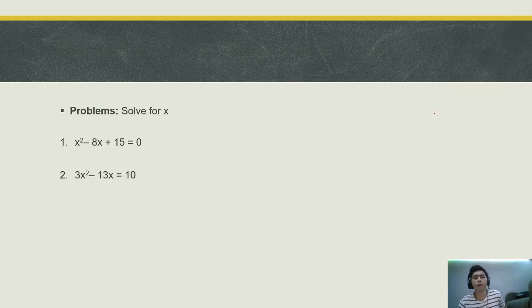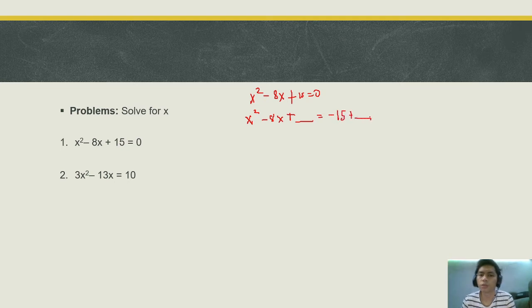Example number 1. By following the steps, we have x squared minus 8x plus 15 equals 0. Step 1, according to the procedure in completing the square, you should put the constant at the right side of the equation. So transpose negative 15 to the right. So therefore, the blanks here are the b over 2 squared. So what is b? That's negative 8. Or m, what's m? That's negative 8. Divided by 2, that's negative 4. And negative 4 squared is 16.